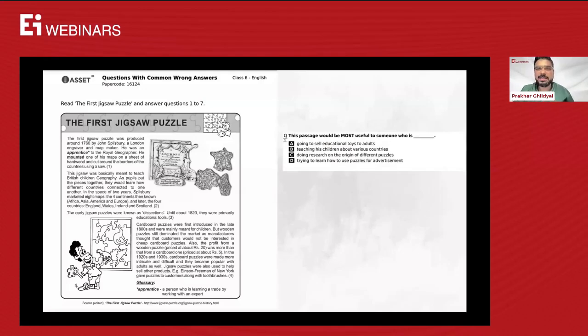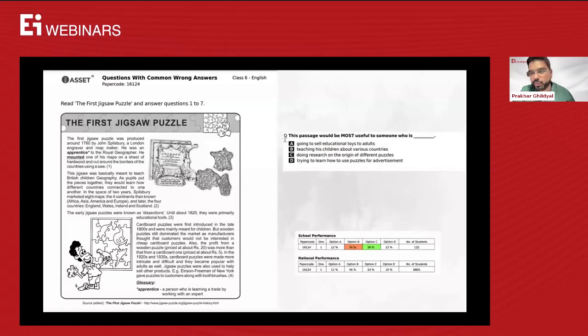And that's why assessments are a very good starting point. And look at the national data of 8,805 students. I'm showing you a macro and micro example of one randomly picked school and national performance. Nationally, only 33% could answer it correctly. And if you see the most common wrong answer, B, teaching children about various countries, children just look at the map and they think it has to do something with it.